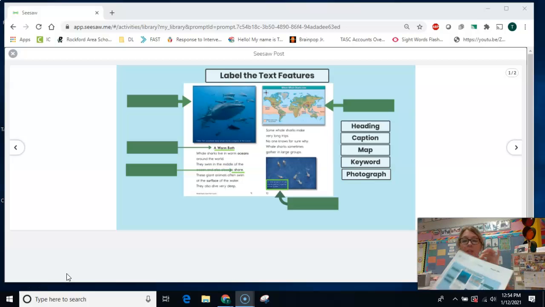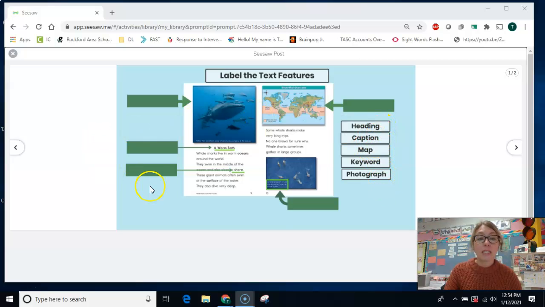Okay, so that's just a little bit of information, but the main part of this assignment is for you to look at these graphic and text features and label them using these words here. So we have heading, caption, map, keyword, and photograph. So they're only used one time.